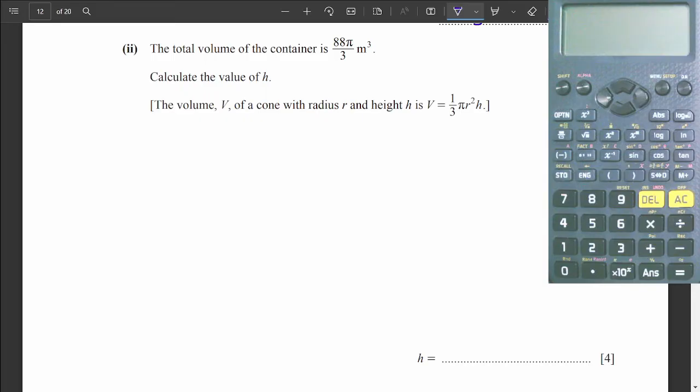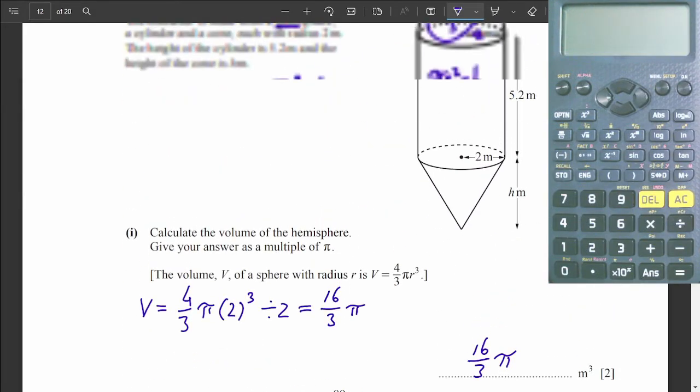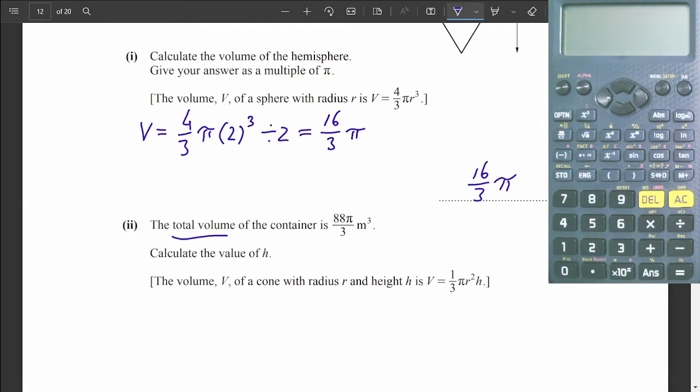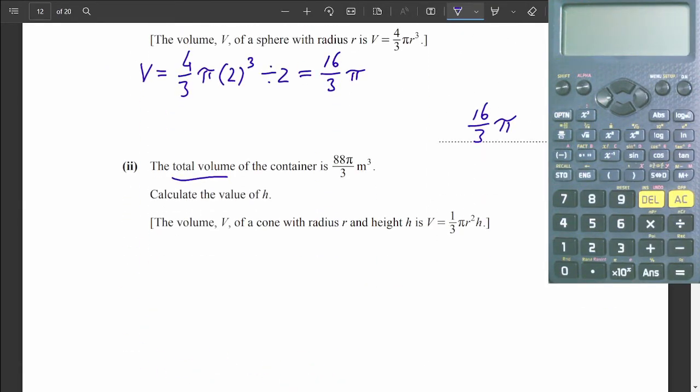Question 7a, part 2. They're talking about the total volume of the container. So let's write down what we have regarding that. First of all, there is the volume of the hemisphere, which we have just calculated here. So let's write that down. 16/3 pi.